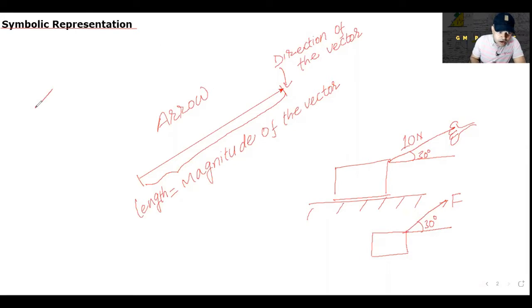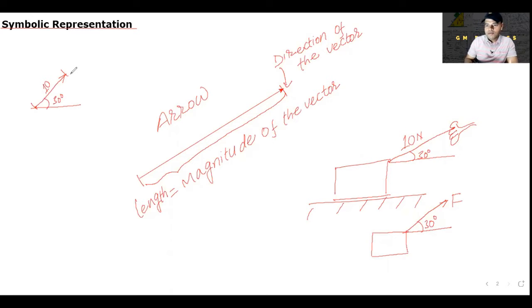I have drawn an arrow of 10 units oriented at an angle of 30 degrees with respect to horizontal. This represents my force vector, right? Its length represents 10 units, that is 10 newtons, and its direction shows the direction of the vector. Now the question is, am I required to draw the arrow of exactly the same length as the magnitude of that vector? No, not necessary. You have to draw the length proportional to the magnitude of the vector.